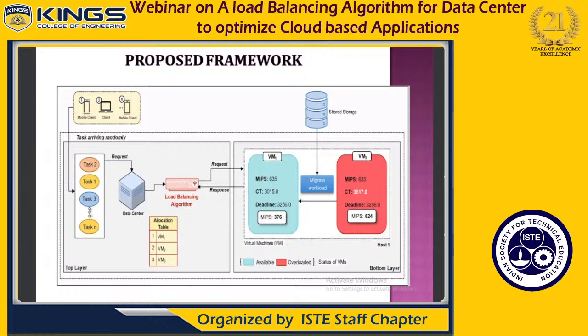MIPS means million instructions per second. The million instructions per second is the amount of work done in your computer. In this bottom layer, the first one is the virtual machine. The MIPS is 635. The completion time is 3015, and the deadline is 3256. So it is available for the task.